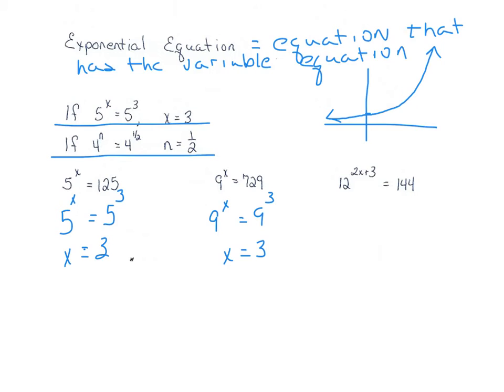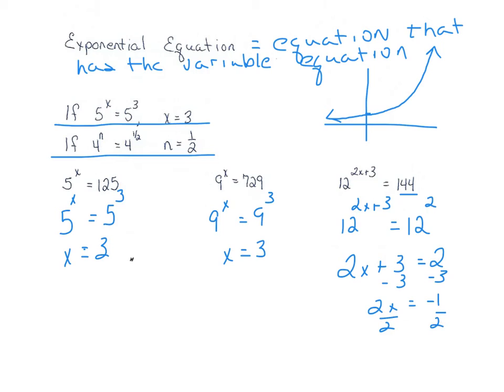On this next one, we have 12 to the 2x plus 3 equals 144. Well, 144 is 12 squared. So we have 12 to the 2x plus 3. If the bases are the same, then we can set our exponents equal to each other, and we have an equation that we can easily solve. Subtract 3 from both sides. We get 2x equals -1, divide by 2, and we get x equals -1/2.